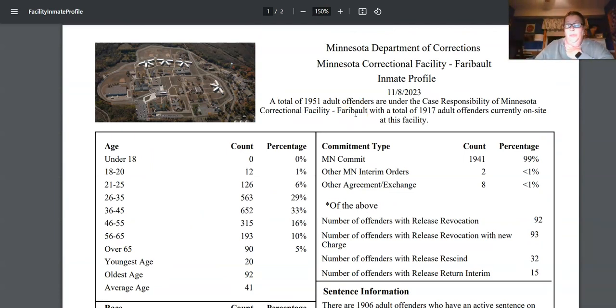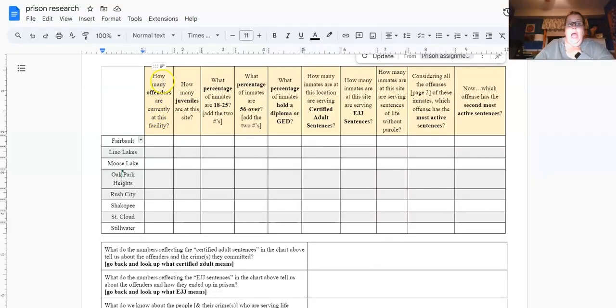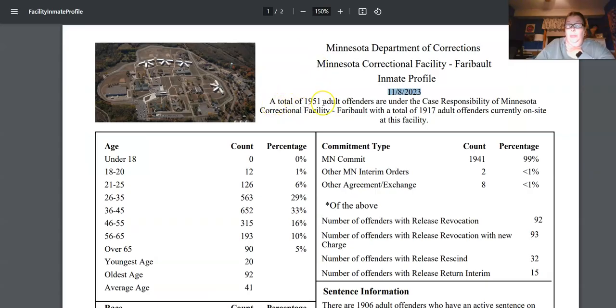This is just Faribault. And you will notice that there's a date on there. Every morning they have to update this information. Now, the first question you're going to be asked: how many offenders are currently at this facility? Be careful on this because it's going to give you a number, and this first number says this is the care responsibility of Faribault. Don't put the first number. Faribault has a total of 1,917 adult offenders currently at this facility.